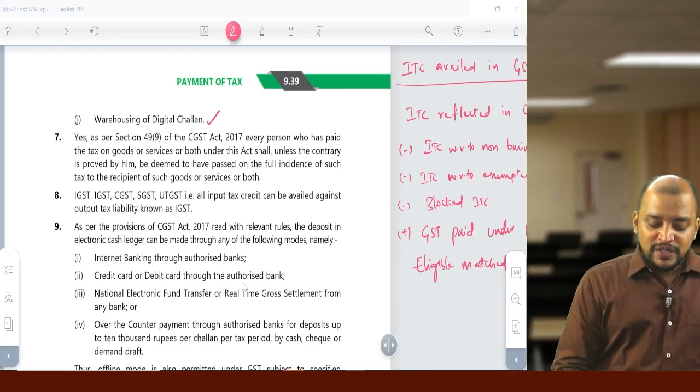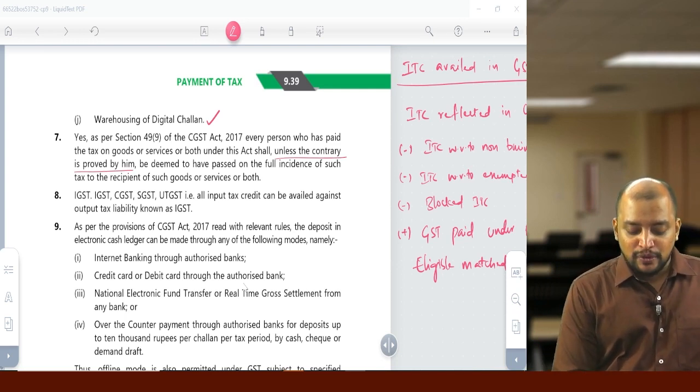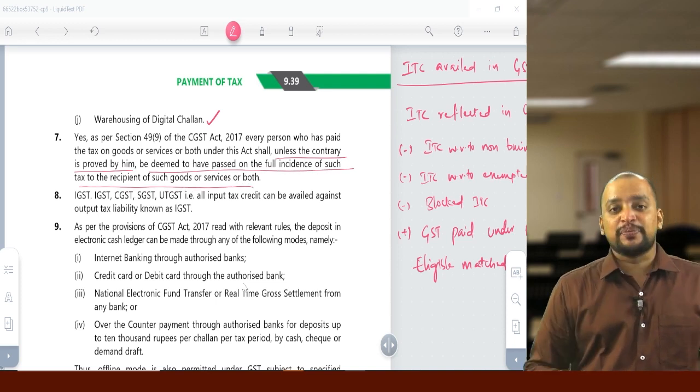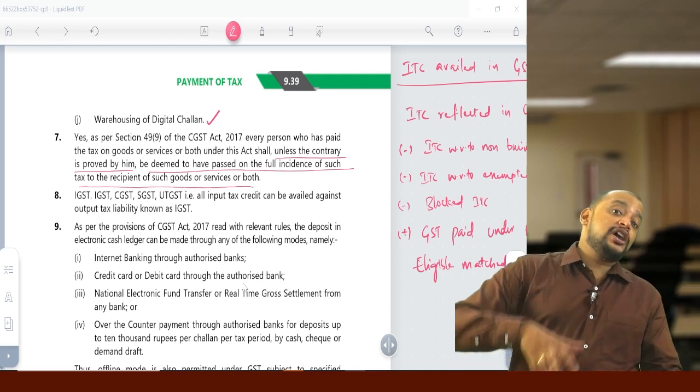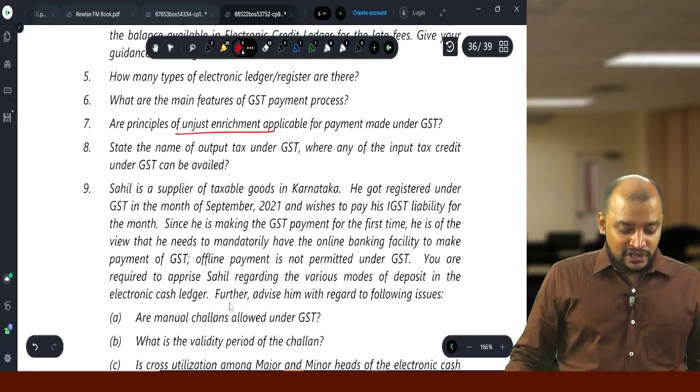Every person who has paid the tax under this Act shall, unless the contrary is proved by him, be deemed to have passed the full incidence of the tax to the recipient. So he needs to prove that he has not passed on the burden to the next person. Then next question.